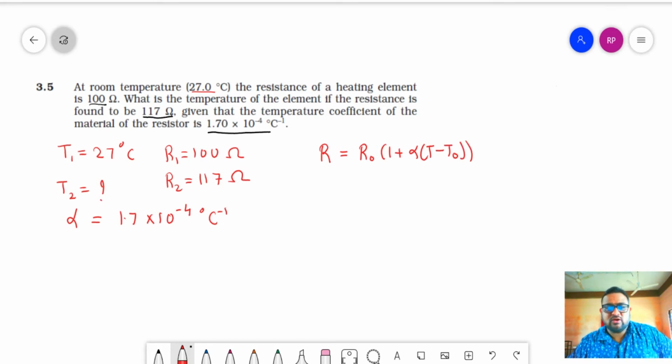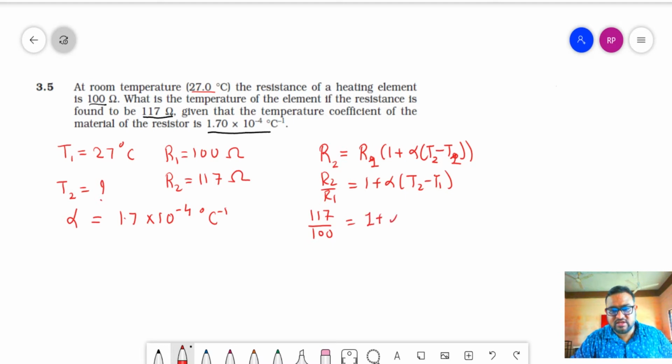Clear? Now see what we will do. Instead of R, I will write down R2. Instead of R0, I will write down R1. Instead of T, I will write down T2. Instead of this T0, I will write down T1. Clear? So R2 by R1 equal to 1 plus alpha into T2 minus T1. Clear? Now what is R2? That is 117 upon 100. This is equal to 1 plus alpha into T2 minus 27. Value of alpha I will put later on.